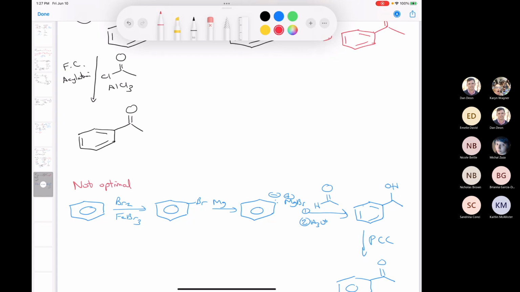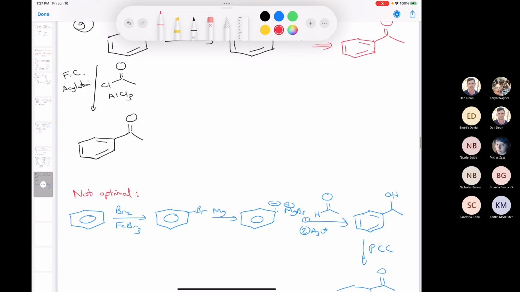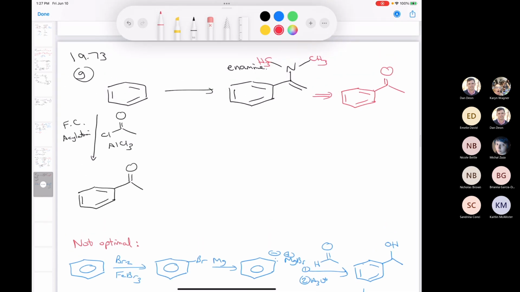Optimal. It's like they say, you can drive a car with your feet, but it doesn't make it a good idea. So you could make the compound that way. I wouldn't say it's a good idea.